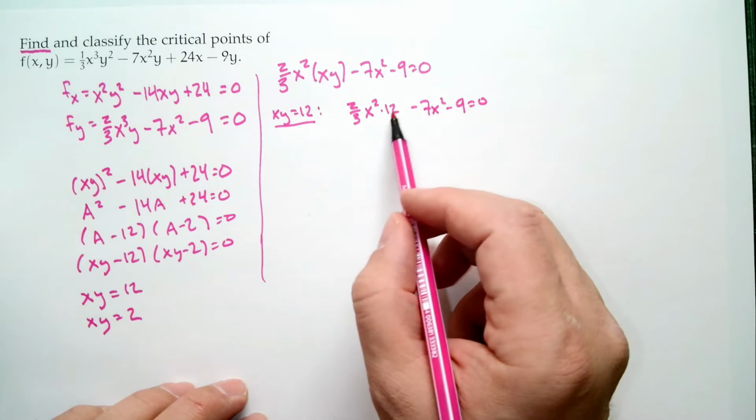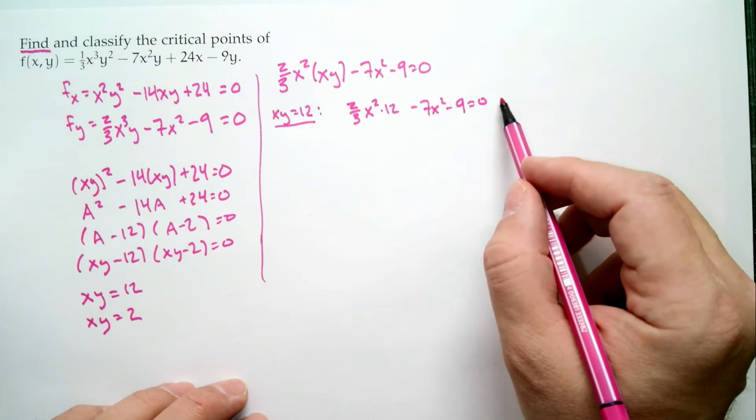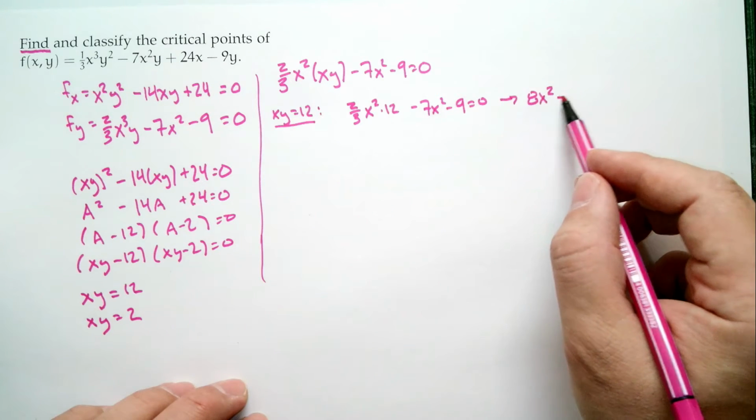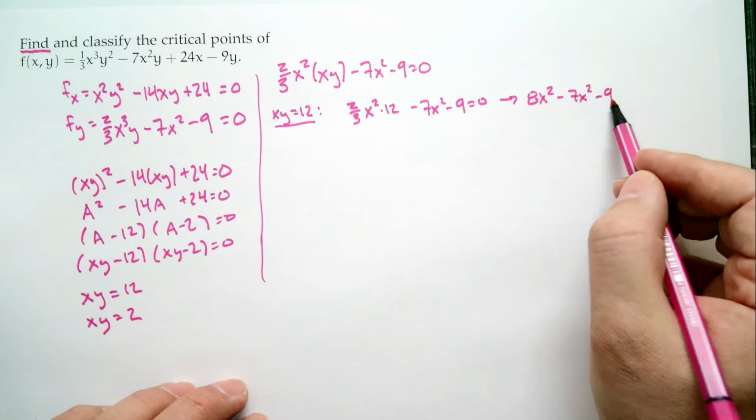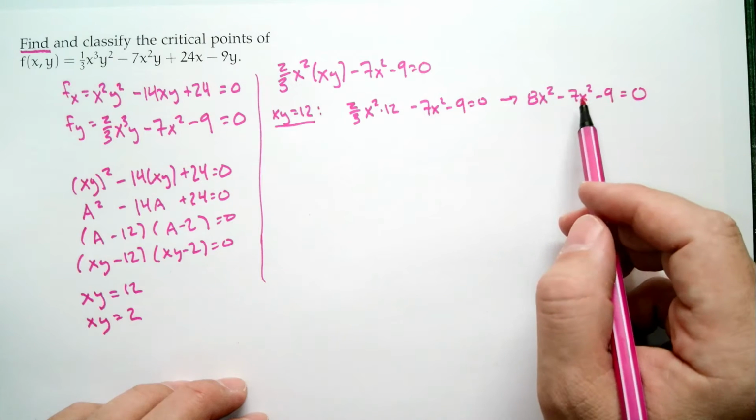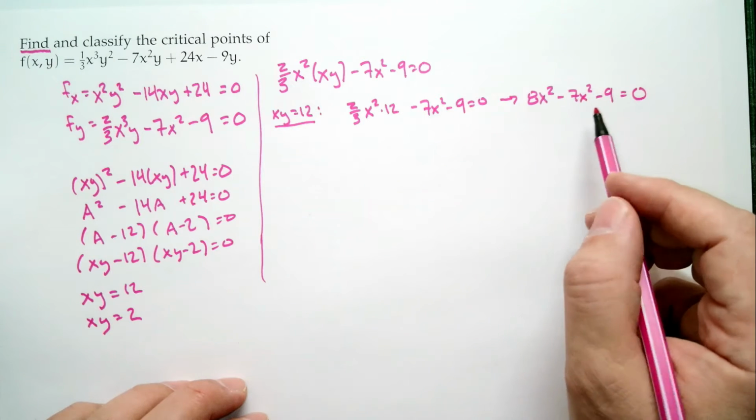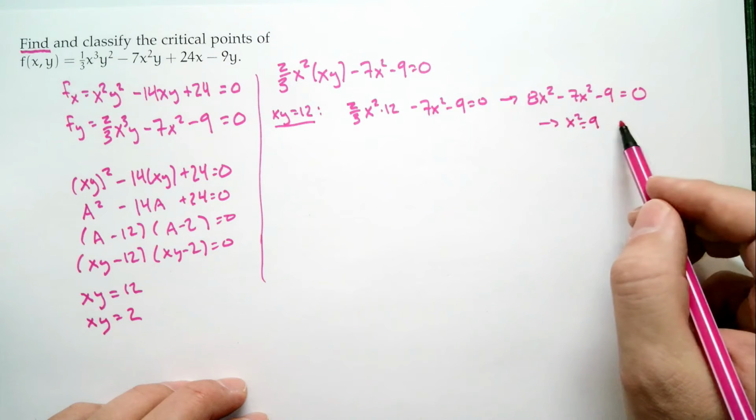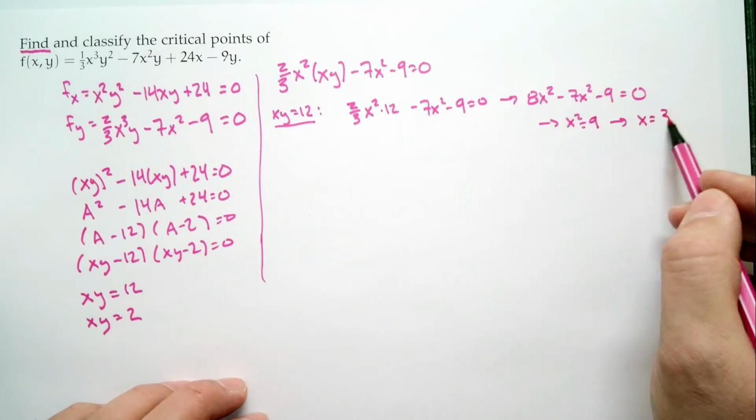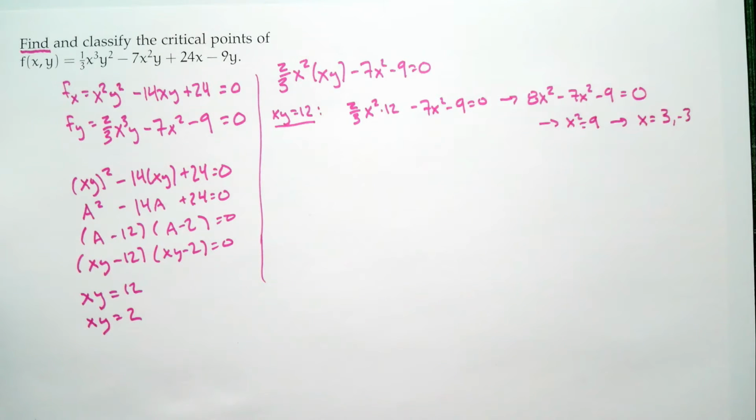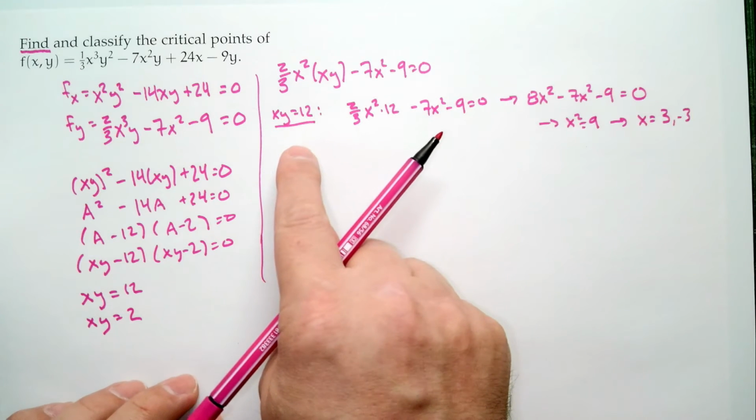Now 2/3 times 12, that's 8. So 8x squared minus 7x squared minus 9 equals 0. Well, 8x squared minus 7x squared is pretty easy. That's also known as x squared. So really you get x squared equals 9, which tells you that x equals 3 or negative 3. Remember, if you have x squared equals 9, you get that plus or minus possibility.